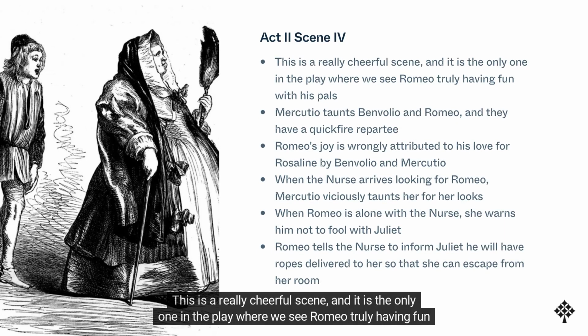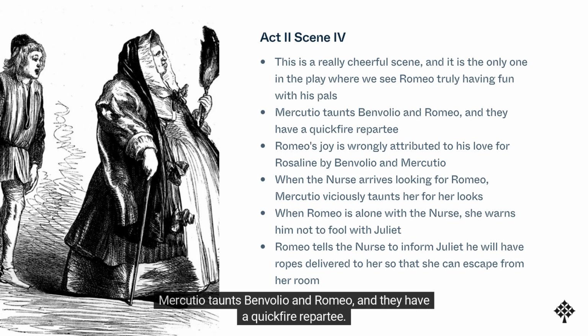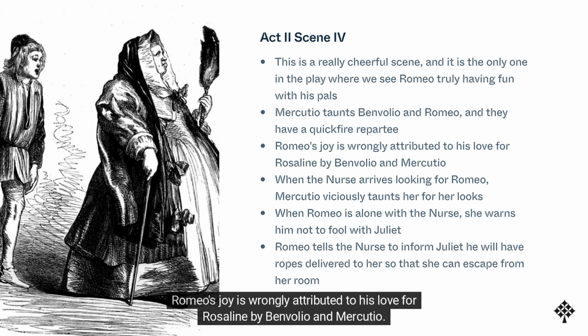This is a really cheerful scene, and it is the only one in the play where we see Romeo truly having fun with his pals. Mercutio taunts Benvolio and Romeo, and they have a quick-fire repartee. Romeo's joy is wrongly attributed to his love for Rosaline by Benvolio and Mercutio.